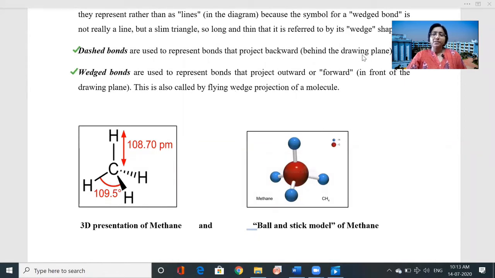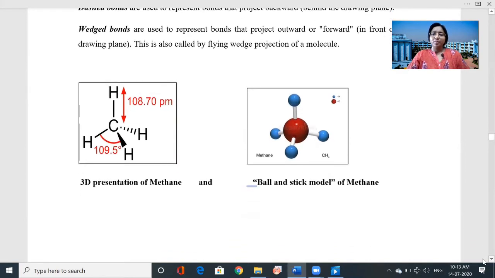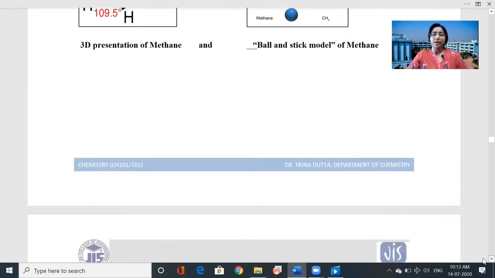Okay, next picture you can see the ball and stick model of methane. So it is methane, but here is one model that is called the ball and stick model. In the center there is a ball-shaped carbon, and it has 4 sticks. So it is the ball and stick model.